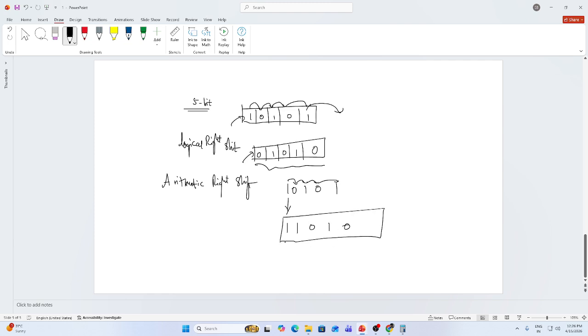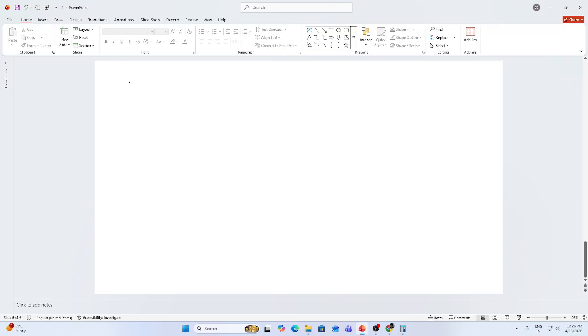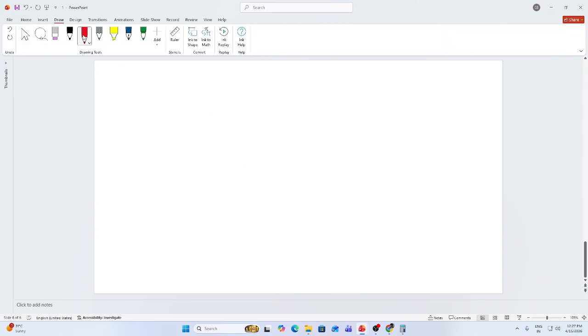While performing the Booth algorithm, you need to do this arithmetic right shift. So please remember this point. Then we proceed with the example. Here I want to multiply two numbers, I told you: minus 9 into minus 13.